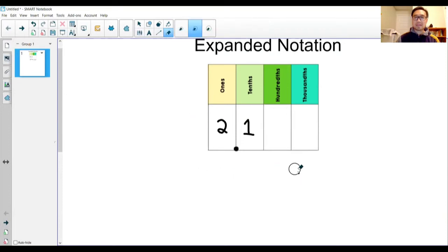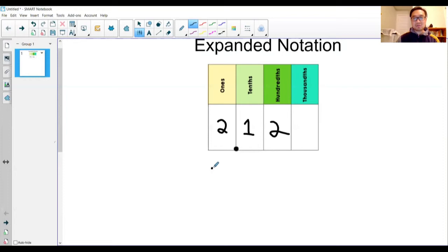What if we were looking at 2.12? This is 2 and 12/100ths. I would need to show in expanded notation what the 2 in my ones means, what the 1 in my tenths means, and what the 2 in my hundredths means. So I'm going to show that now.